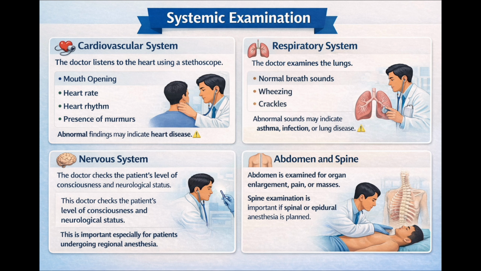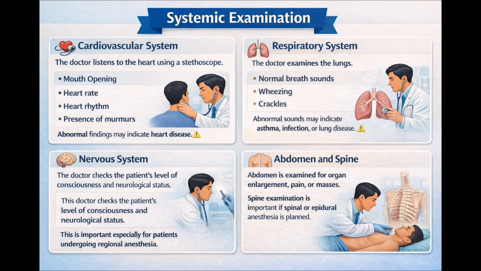Systemic examination. 1. Cardiovascular system. The doctor listens to the heart using a stethoscope. They check for heart rate, heart rhythm, presence of murmurs. Abnormal findings may indicate heart disease. 2. Respiratory system. The doctor examines the lungs. They check for normal breath sounds, wheezing, crackles. Abnormal sounds may indicate asthma, infection, or lung disease.